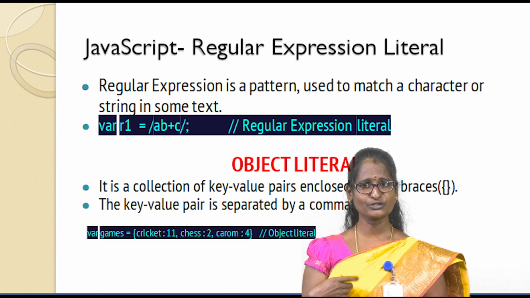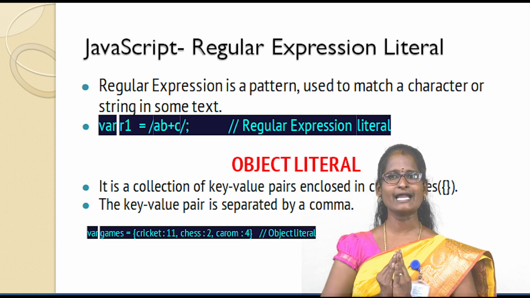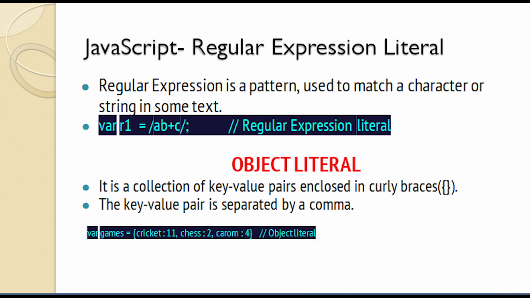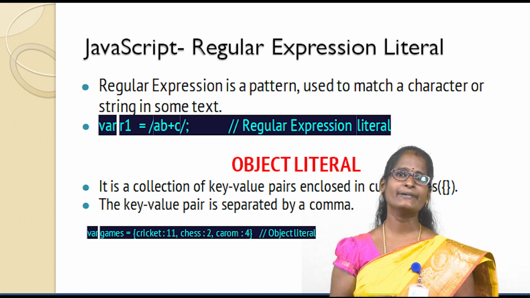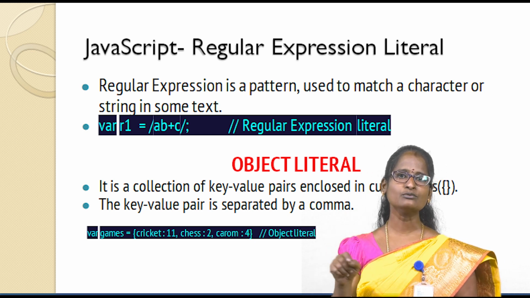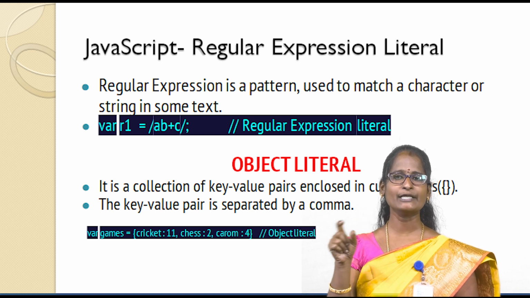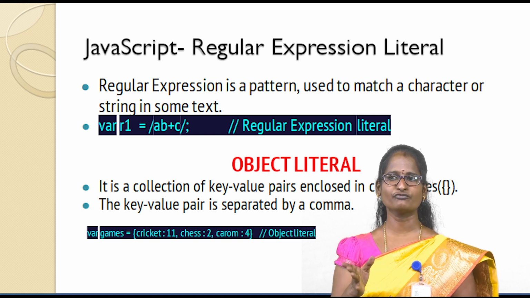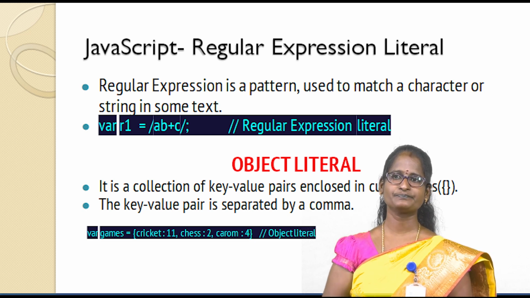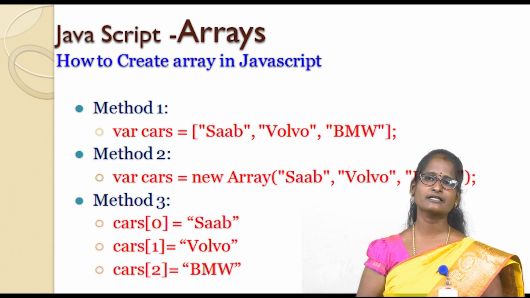The JavaScript object literal is a collection of key value pairs enclosed in curly braces. The key value pairs are separated by commas. For example, var games equal to curly braces, cricket colon 11. It is a key value pair using the colon, then chess colon 2, then carom colon 4. It is an object literal.